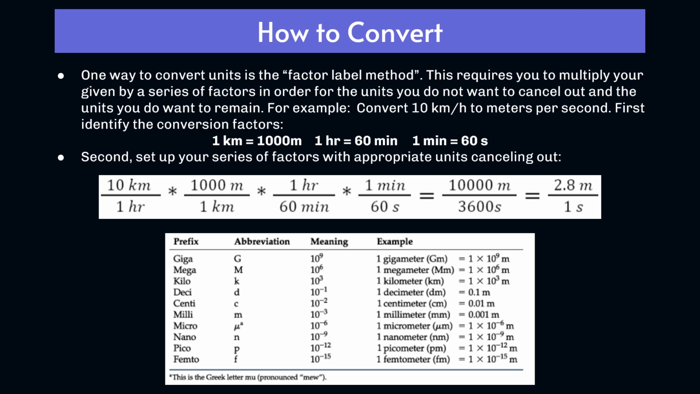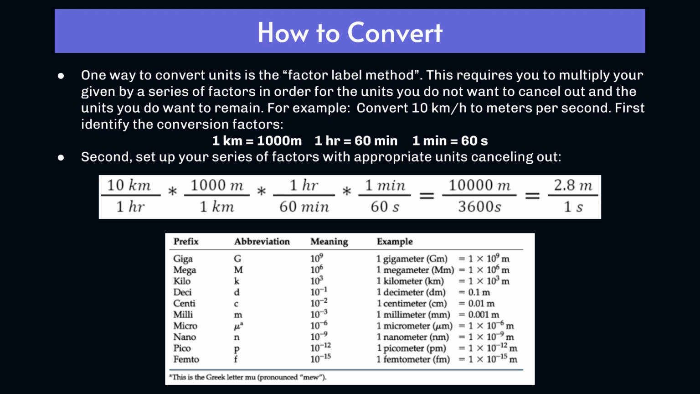We can also memorize that 1 kilometer is 1,000 meters, but I don't necessarily recommend that if you can use the prefix chart. So then we're going to set up the series of factors with the appropriate units canceling out. You start out at the very beginning with 10 kilometers over 1 hour.